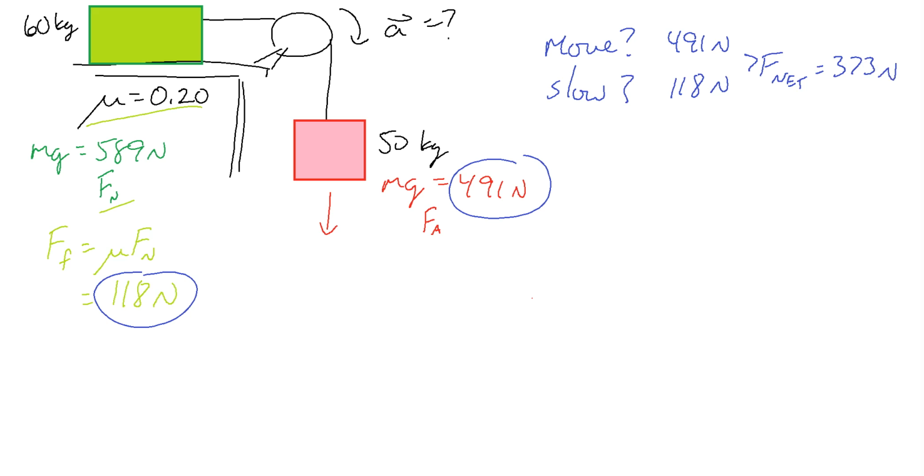Once I have that, I can find my acceleration, because of course that's net force divided by mass. So I'll take that 373 and divide it by the total mass, because it's all tied together, it's all moving. I'll divide by the 110 kilograms, and I get an acceleration of about 3.4 meters per second squared. And of course, the system's going towards the right. Okay, so there's some normal force, there's some friction, lots of good stuff.